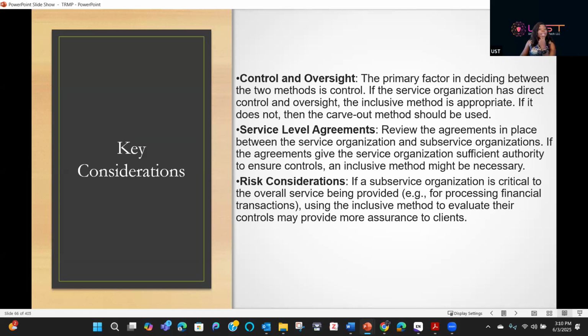What of the service level agreement, SLA? Review the agreements in place between the service organization and the sub-service organization. Very important, because many times they cannot include that based on the SLA. Maybe the sub-service organization says, because of a confidentiality issue, we cannot allow you to integrate our controls into your report. If the agreement gives the service organization sufficient authority to ensure controls, then an inclusive method might be necessary. Otherwise, carve-out method. What of risk considerations? If a sub-service organization is critical to the overall service being provided, say for example, processing financial transactions, using the inclusive method to evaluate their controls may provide more assurance to clients.